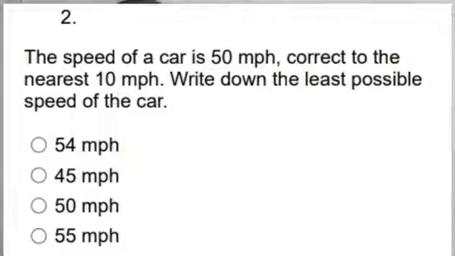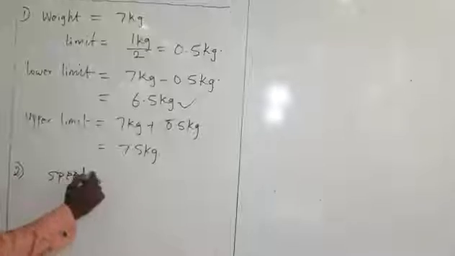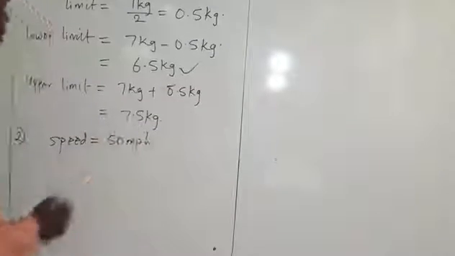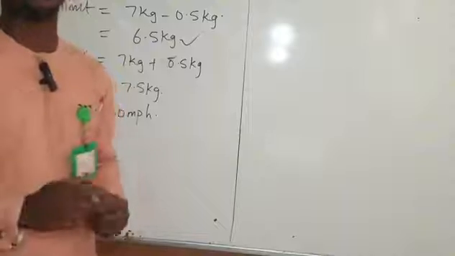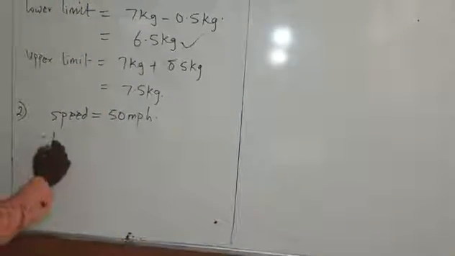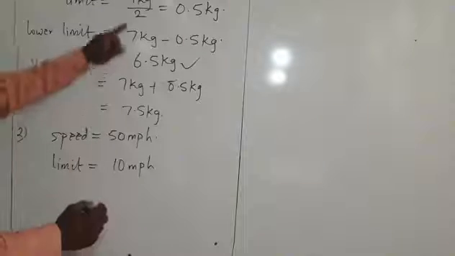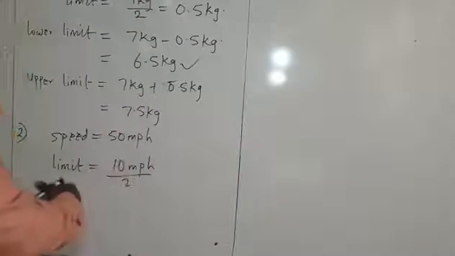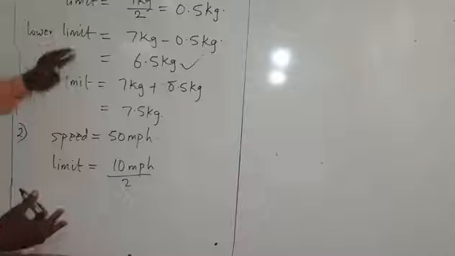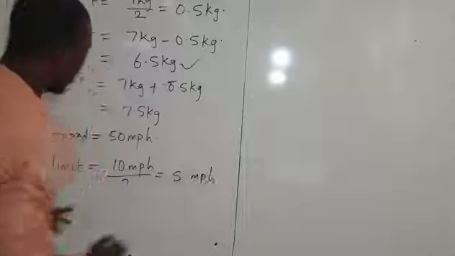Then we move to question number two. Question two says the speed of a car is 50 mph. In this case too, we are going to look for the limit. Here we are correcting to the nearest 10 mph, so the limit will be 10 mph divided by 2. Why do we divide by 2? Because of the two bands we are going to have, the lower band and the upper band, also known as the lower limit and the upper limit. So here we have 5 mph. This is our limit.